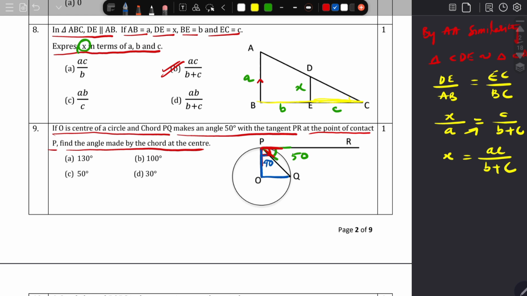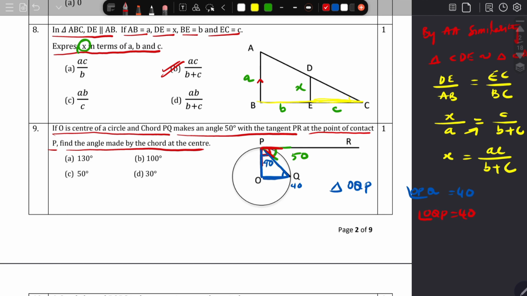Both are radius only, which means if two sides are equal, their opposite angles are also equal. So I can say that angle OQP is also 40 degrees. Now observe the triangle OQP. Then I can say angle OPQ is equal to 40, as well as angle OQP, which is also 40.